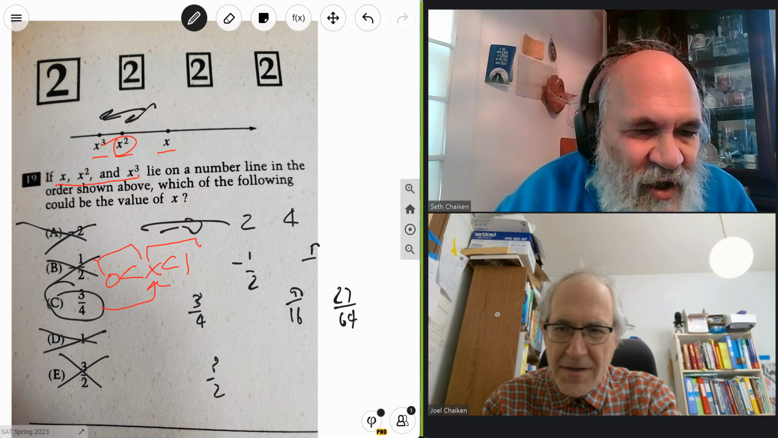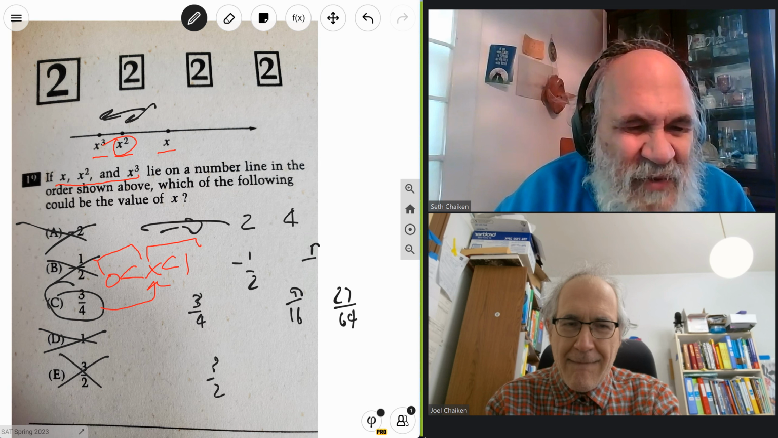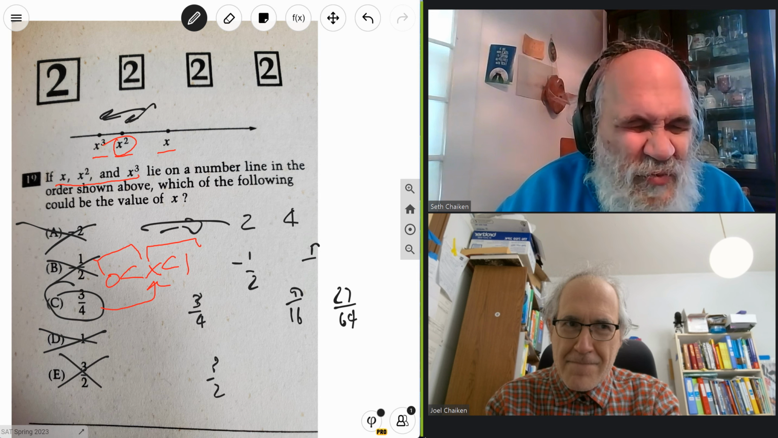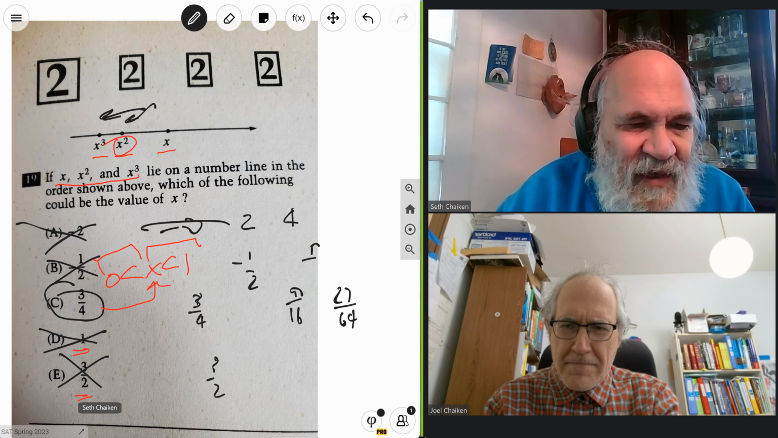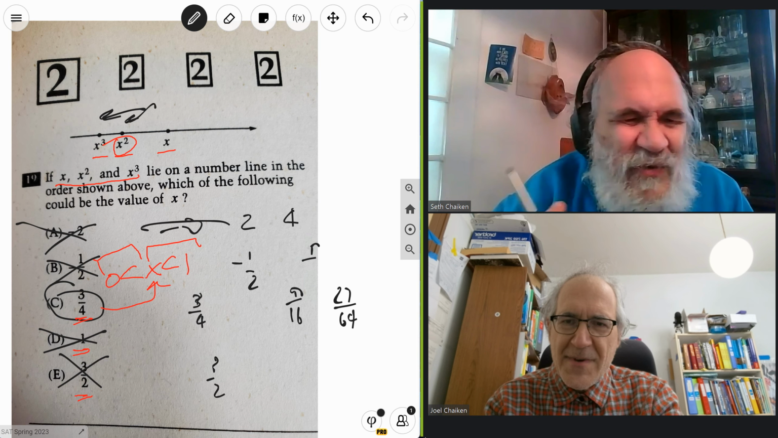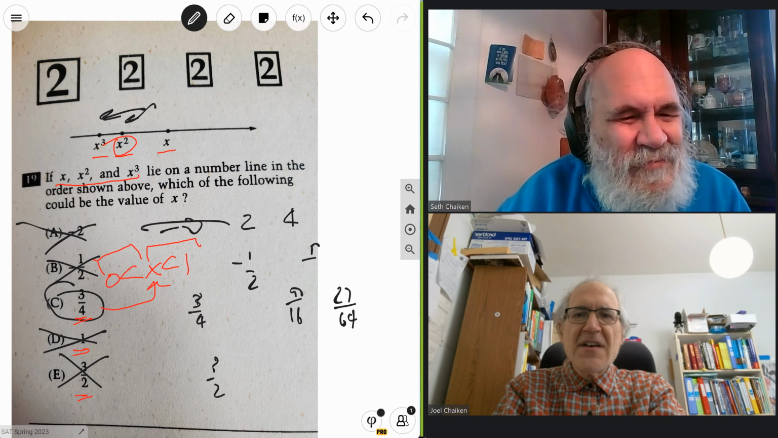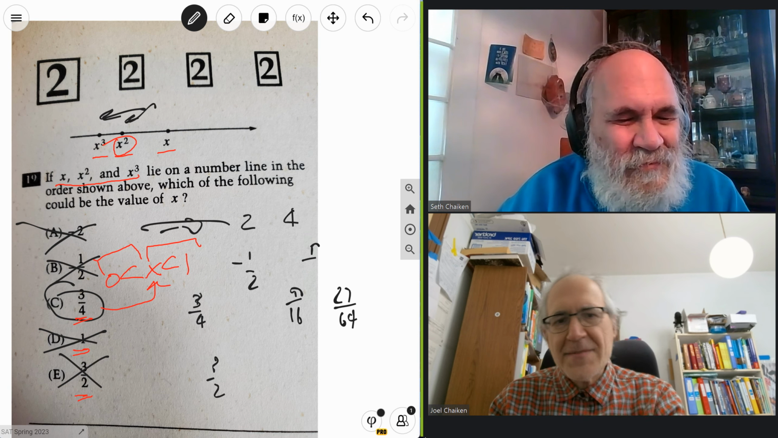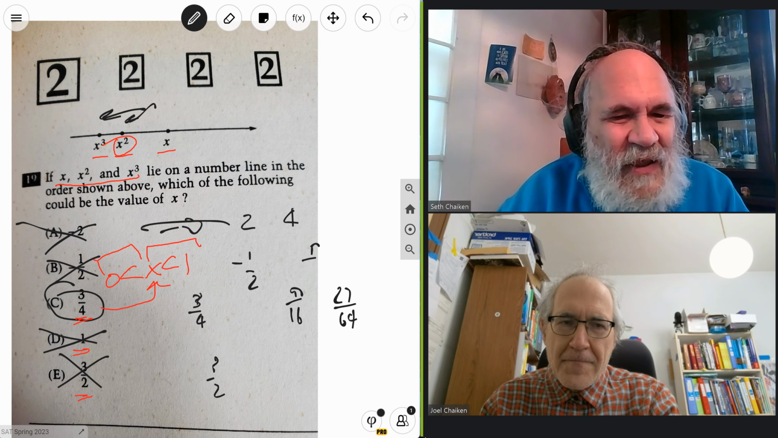So among the positive numbers, we have to choose between exactly 1, greater than 1, which is 3/2, and less than 1. This question has many parts. At first it seems a little intimidating, but when you read it a few times and think about it, it's not that bad.